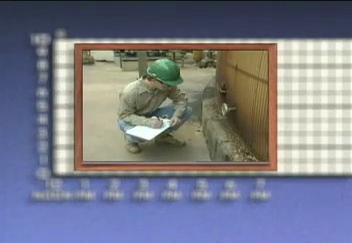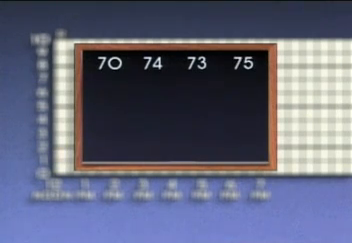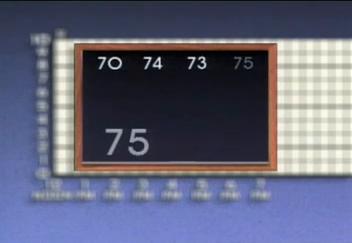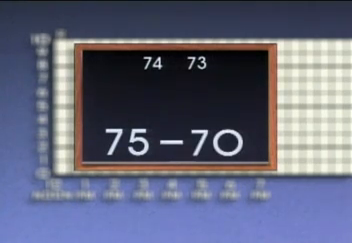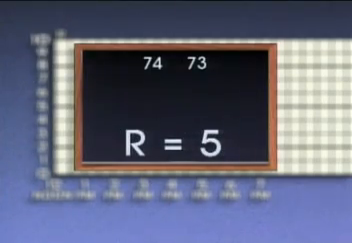To see how to plot a value on an R chart, we'll use sample data consisting of temperature readings that were taken at 4 locations around this liquid storage tank. The recorded readings are 70, 74, 73, and 75 degrees. To find the range of these readings, we take the highest value, 75, and subtract the lowest value, 70. In this case, the range is 5.